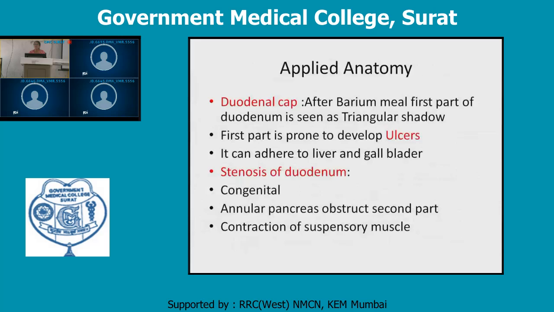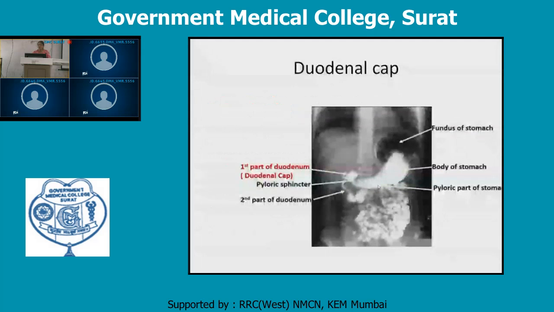When you go for the radiology of the duodenum after a barium meal, you will see the plates and you can see the duodenal cap. After barium meal, the first part of duodenum is seen as a triangular shadow. Let us see how it is seen. This is the barium meal in the stomach. Here is the pyloric sphincter, and this is the duodenal cap, also called the duodenal bulb.